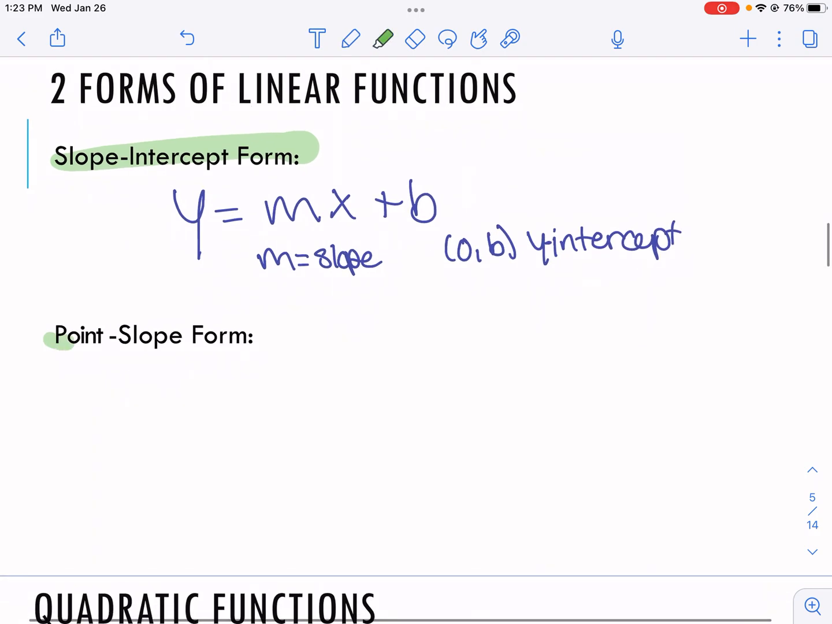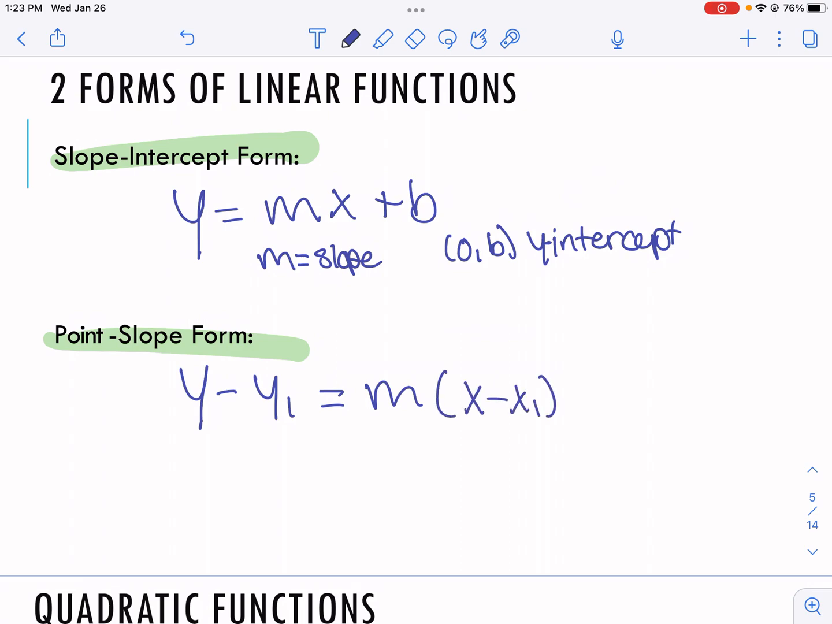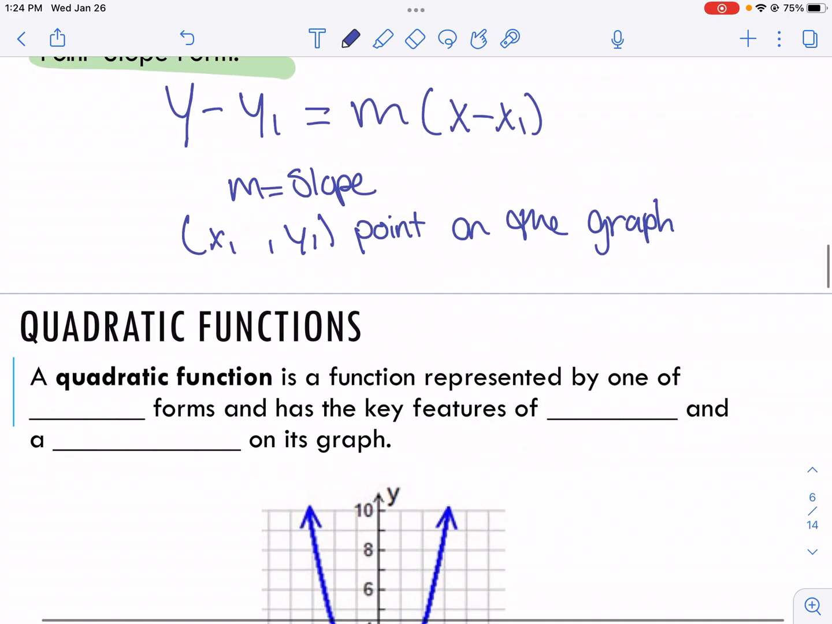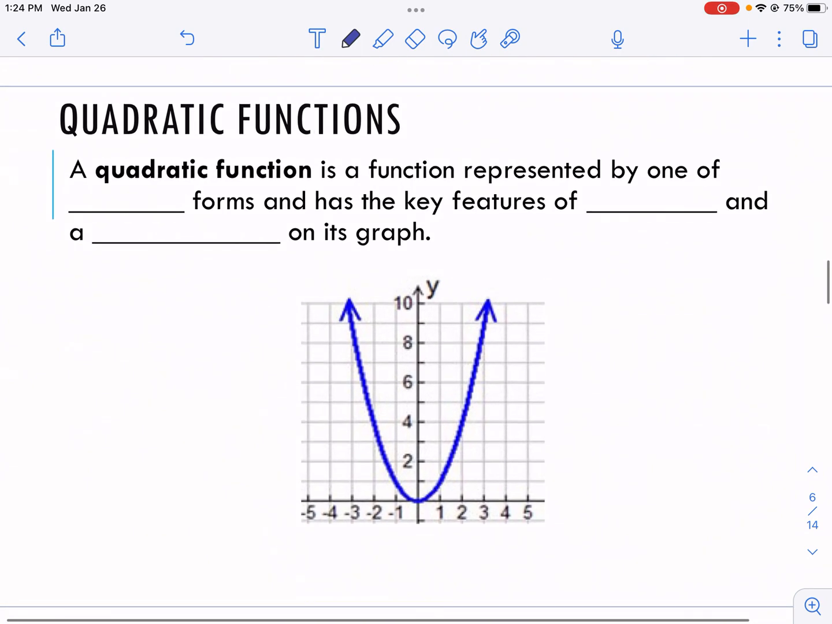And the other one we're going to be working with is point-slope form, where we go y minus y1 equals m times x minus x1, where m is still the slope and (x1, y1) is a point on the graph. When we're identifying what form it's in, we're also going to be identifying its key features. So whether it's the slope and y-intercept, or the slope and a point on the graph, that will help us eventually graph these functions. Those are the two forms of linear functions that we need to know.